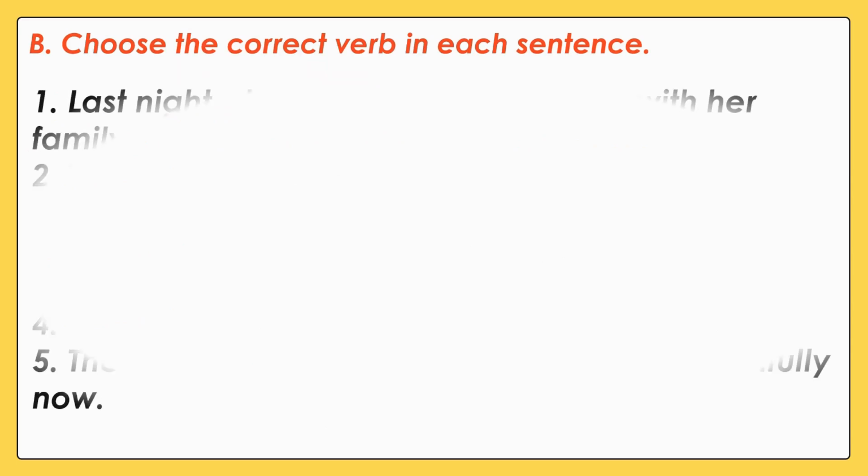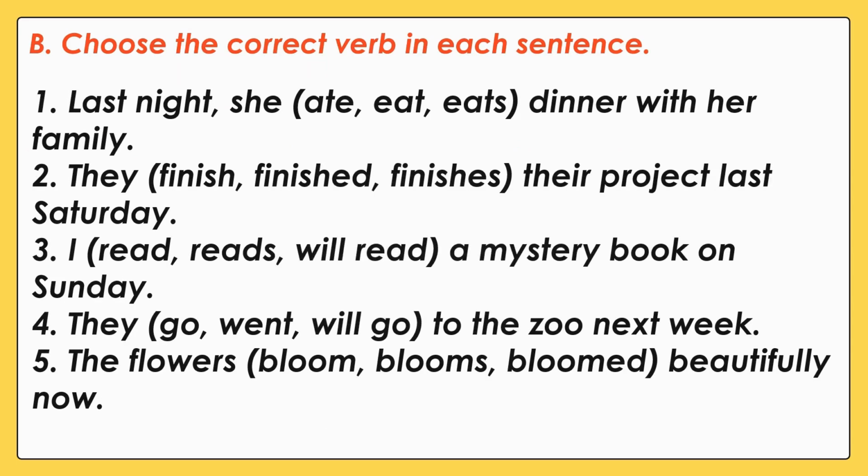Letter B, you have to choose the correct verb in each sentence. Number 1, last night she eats dinner with her family. Number 2, they finishes their project last Saturday. Number 3, I will read a mystery book on Sunday. And number 4, will go to the zoo next week. Number 5, the flowers bloomed beautifully now.